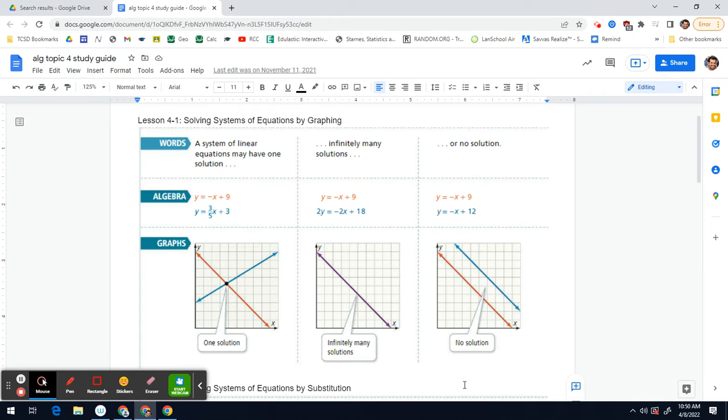Algebra OST review for topic 4 on systems. So we did systems of equations and inequalities. You can see both on there. At the top of this, I want you to put nice and big Desmos, right?